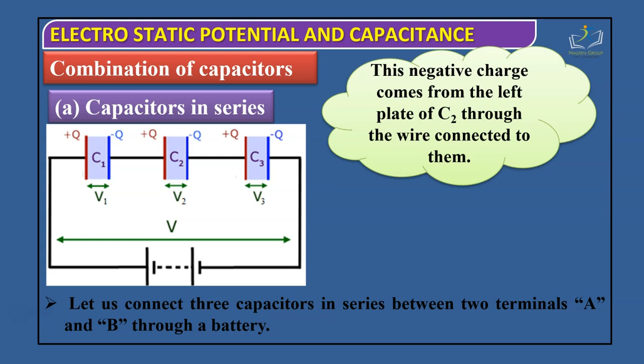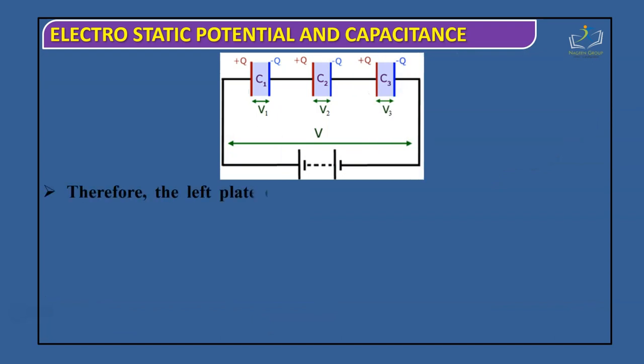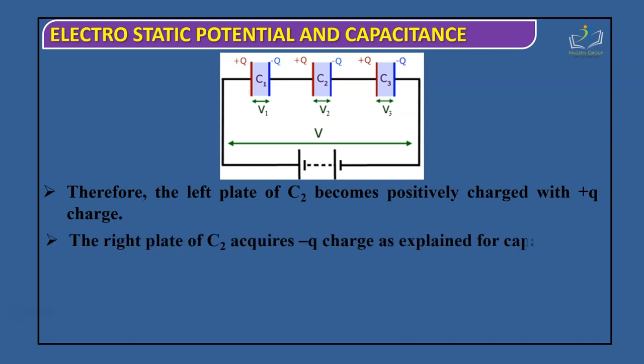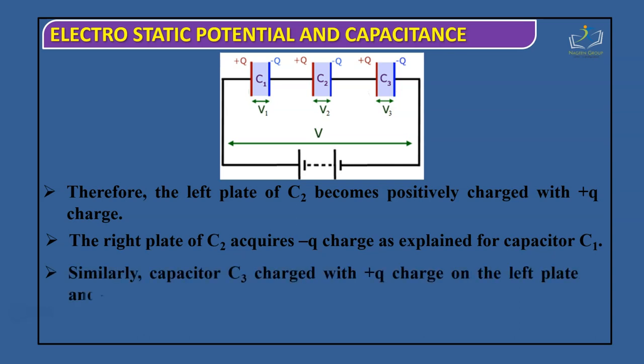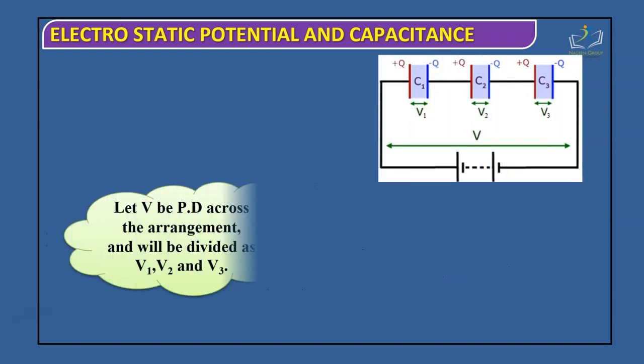This negative charge comes from the left plate of C2 through the wire connected to them. Therefore, the left plate of C2 becomes positively charged with plus Q charge. The right plate of C2 acquires negative charge as explained for capacitor C1. Similarly, capacitor C3 is charged with Q charge on the left plate and negative on the right plate. Thus, each capacitor has the same charge when they are connected in series.